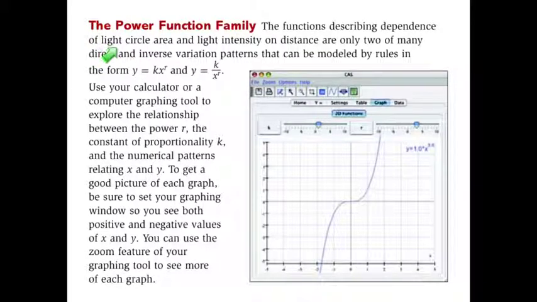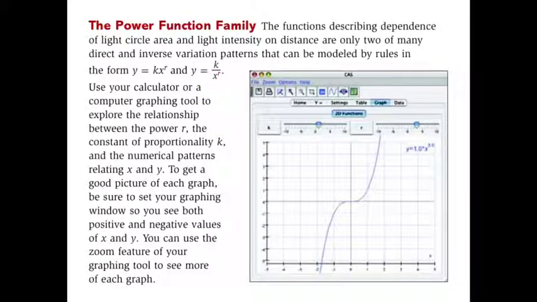We did the direct variation of the light circle area. As the distance increased, the circle got bigger, and that was related to the square of the radius, as area is, and the light intensity. As the distance increased, the light got dimmer, and that was also related to the radius of the circle. As the circle got bigger, because the distance got bigger, the light got dimmer, and that is an inverse variation, and it was a power function because it was the radius raised to the second power.